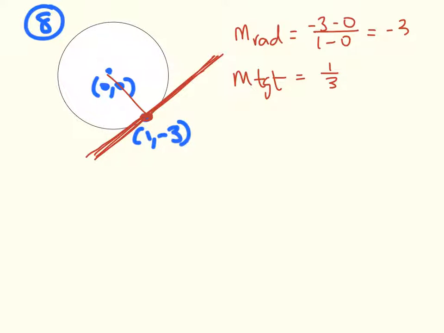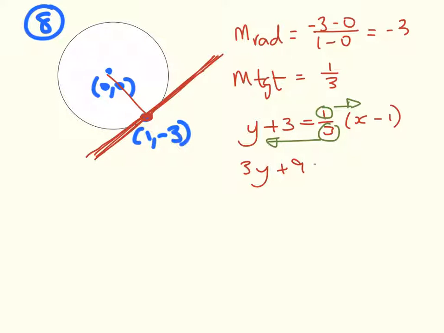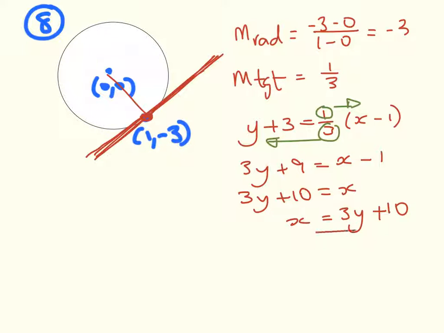Because we know that it passes through the point 1, negative 3, we can write down its equation as y minus negative 3 equals 1/3 x minus 1. Same as the previous example, this 3 goes over there, multiplies, this 1 stays here and multiplies. So 3y plus 9 equals x minus 1, which gives us 3y plus 10 equals x, or rewriting it, x equals 3y plus 10 in the way that the question asks for.